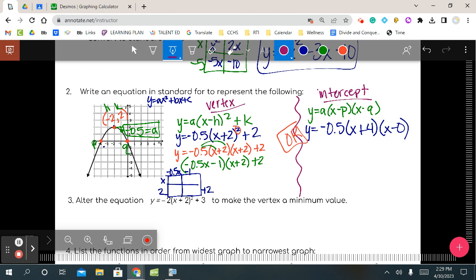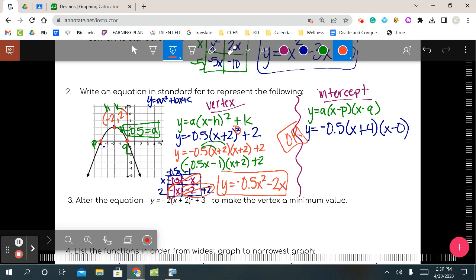So we're going to get negative 0.5x squared, negative 1x, negative 1x, negative 2. So your final answer is going to be y equals negative 0.5x squared. Negative 1 and negative 1 is going to give you negative 2x. And then negative 2 plus 2 is going to cancel. So this is going to be your answer.